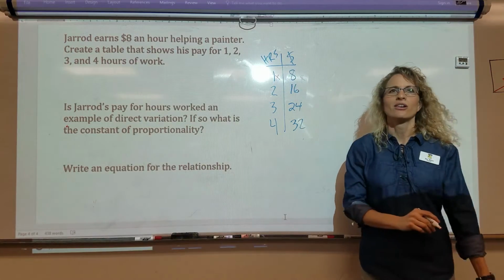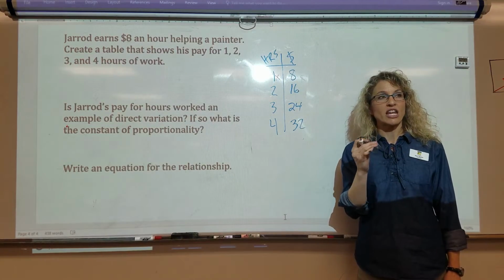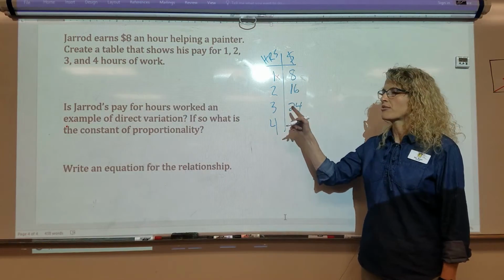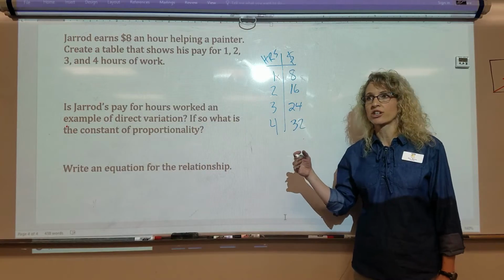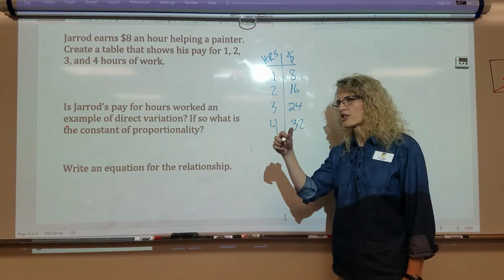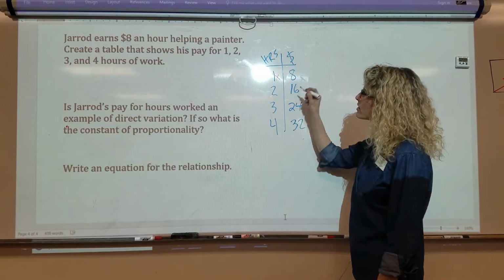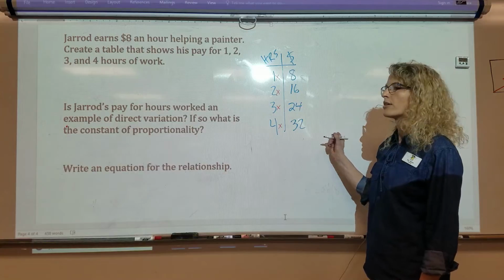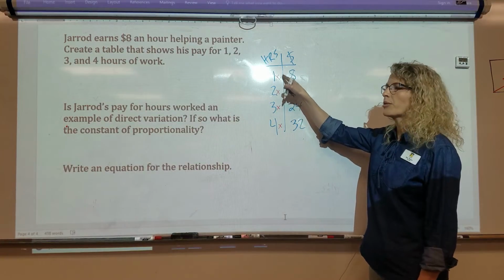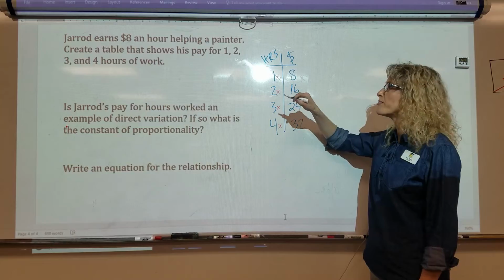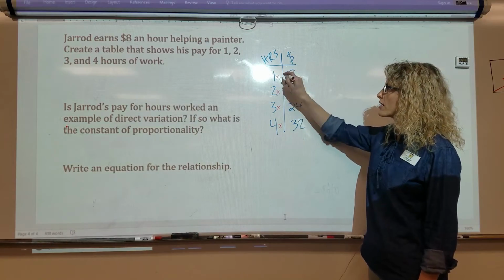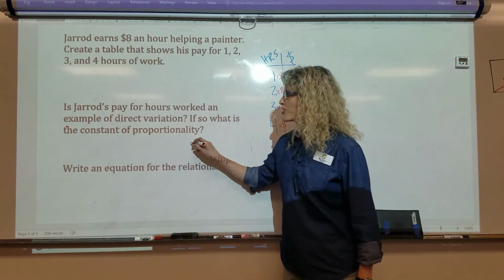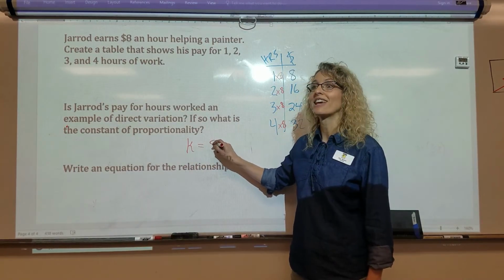Is it direct variation? In other words, is the constant the same every time? If it's the same every time, then it is direct variation. What is my constant? How would I find it? Tate, you're nodding. What is my constant? What would I multiply the input by to get the output? You multiply the input by 8. Excellent. Multiply by 8. So my constant of proportionality, k, is 8.